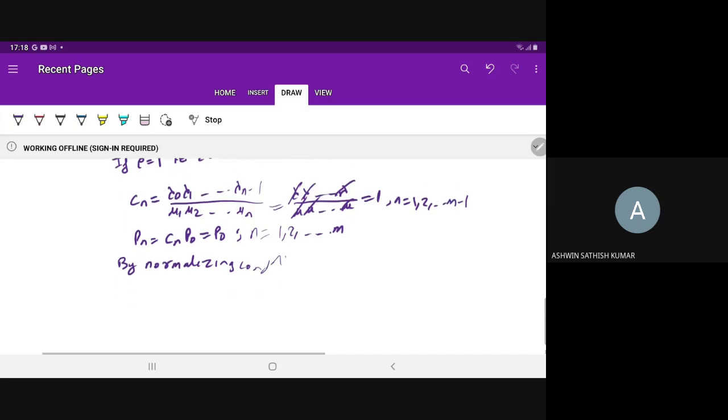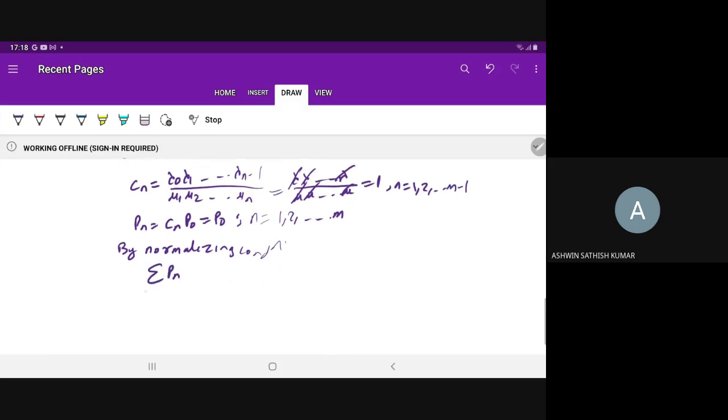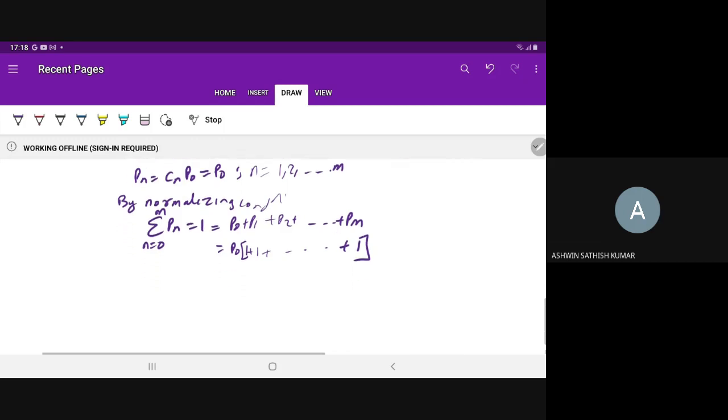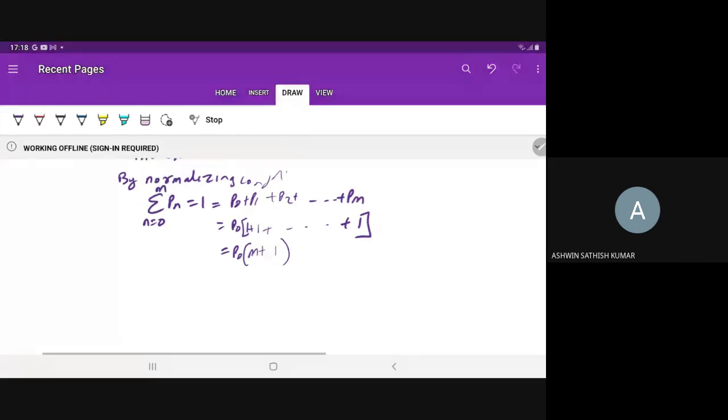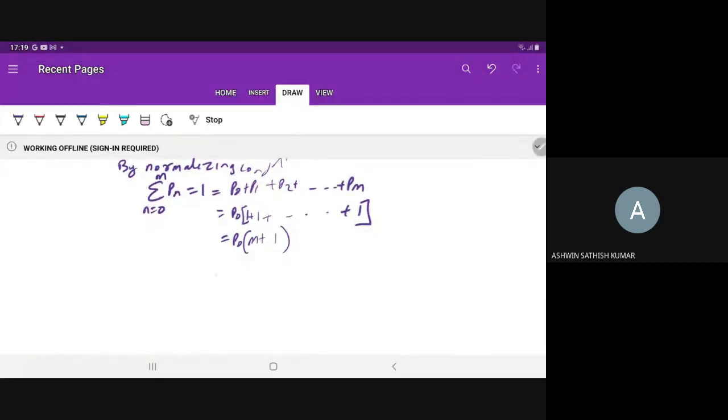we have the sum of pn for n is equal to 0 to m equal to 1. That is p naught plus p1 plus p2 up to pm. And we know that all the pn are equal to p naught, so p naught is common and we have 1 plus 1 plus 1. How many times do we have the 1? We have m plus 1 times, so p naught into m plus 1, and p naught will be 1 upon m plus 1.